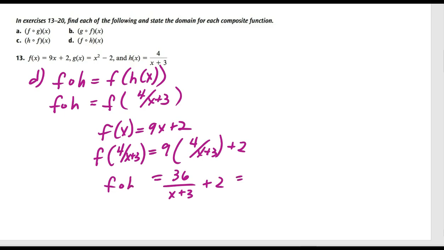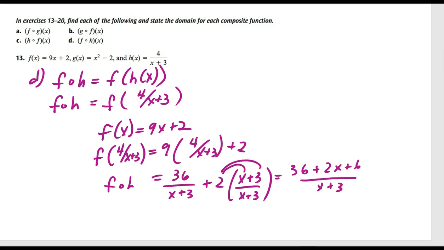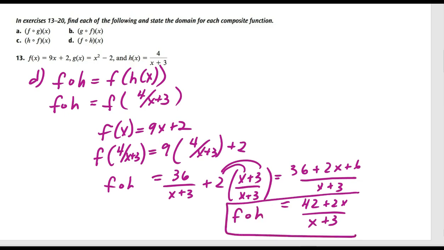Now I want to get a common denominator, so I'm going to multiply. Let's go ahead and multiply 2 times x plus 3 over x plus 3. And I can do that because x plus 3 over x plus 3 is the same thing as 1. So I'm going to get 36 plus 2x plus 6 over x plus 3. And all I did was distribute this, if you're confused about that, which would be 42 plus 2x over x plus 3. So this is f composed with h.